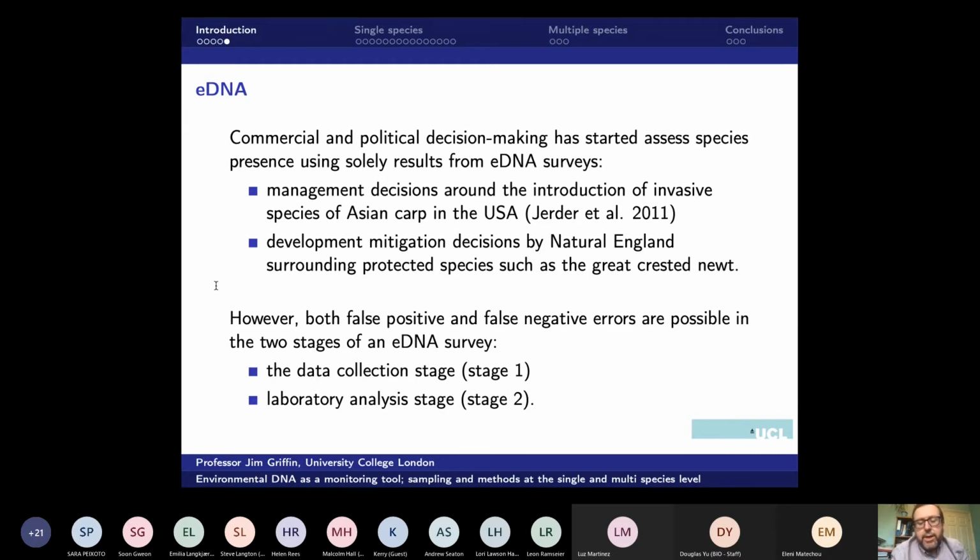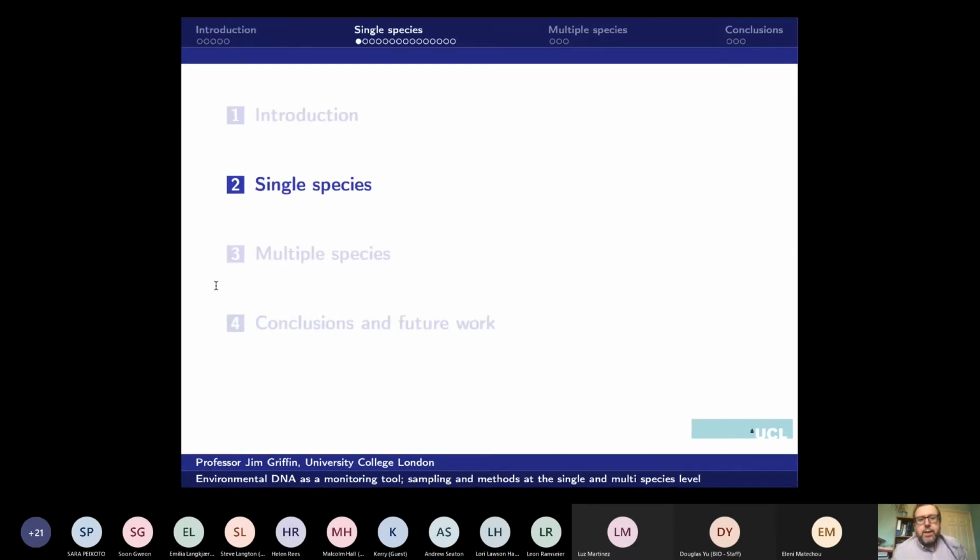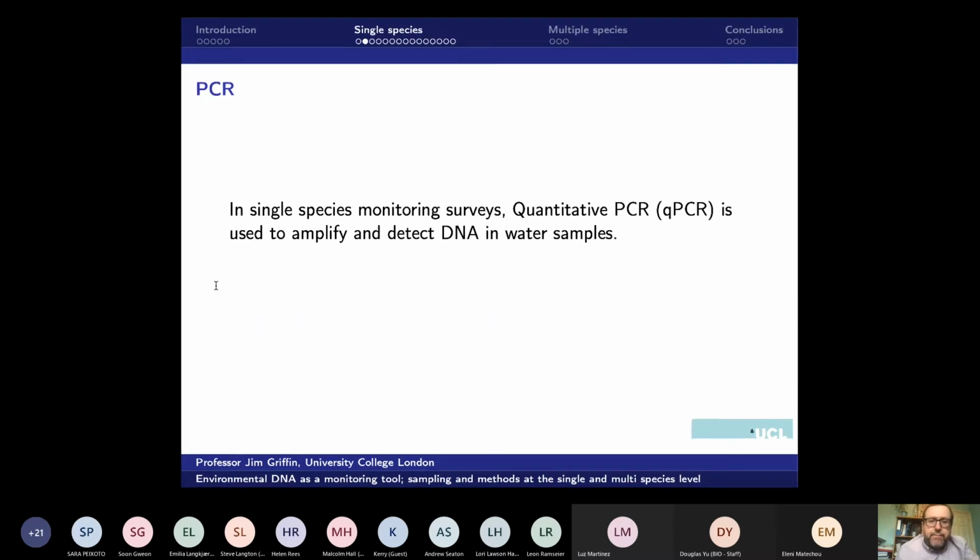And so depending on the size of those errors, if they're not small, it would be useful to take them into account in our inference so that we can adjust for any biases, or we can include it in the uncertainty in our estimation. Okay, so what I'm mostly going to talk about is the work that we've done on single species.